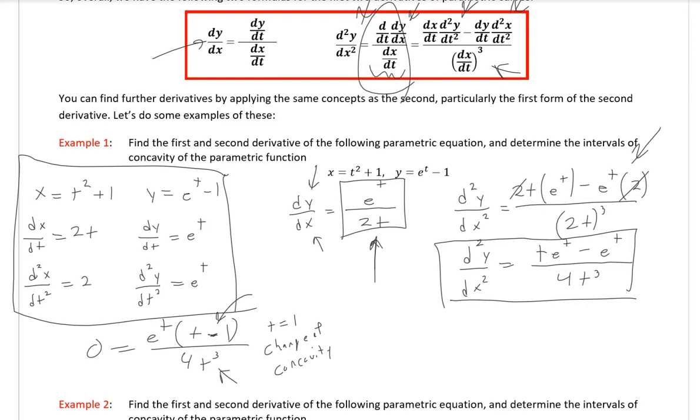Therefore, I'm going to have two intervals: the interval of t greater than 1, and the interval of t less than 1. And with these, I just need to solve for what concavity they are. Remember, if it's positive, it's concave up. If it's negative, it's concave down. I don't need to do too much testing with this. If t is greater than 1, for example 2, then 2 minus 1 is positive, e to the 2 is positive, and 4 times 8 is positive, so these are all positive. Overall, this would be positive, so it is concave up here.